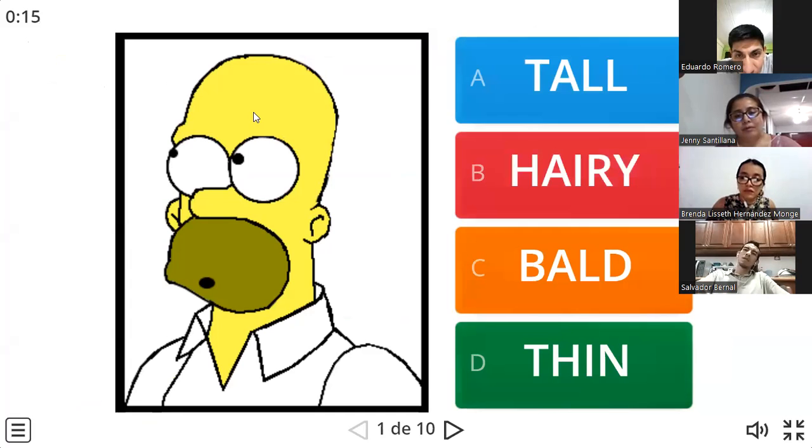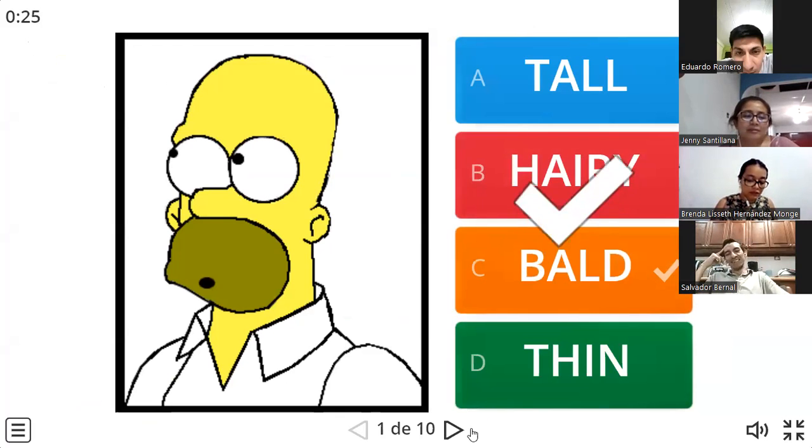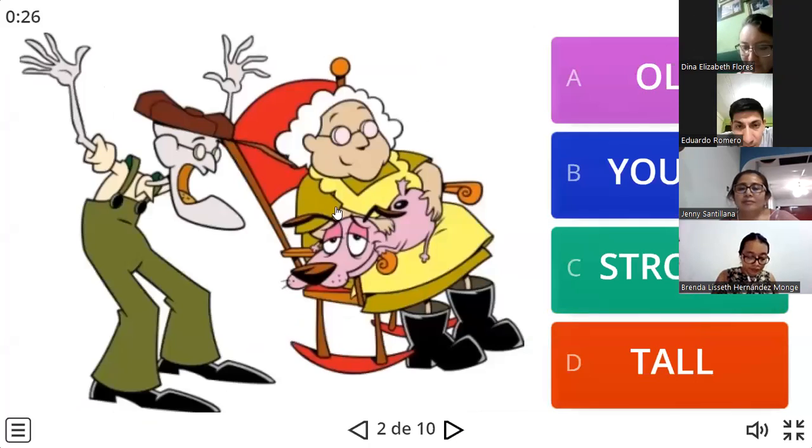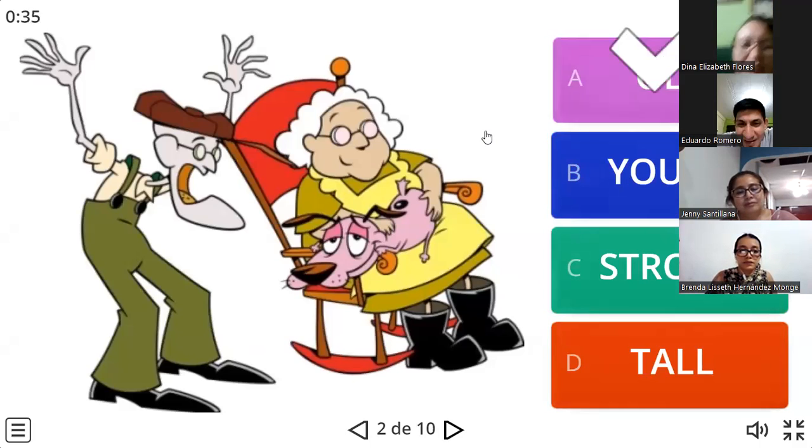Bald. Bald. Perfect. And what is bald? Calvo. Calvo. Very nice. Now let's see. Tenemos esto. ¿Qué son estos, chicos? Old, young, strong, or tall? Old. Old. Very nice. Perfect.